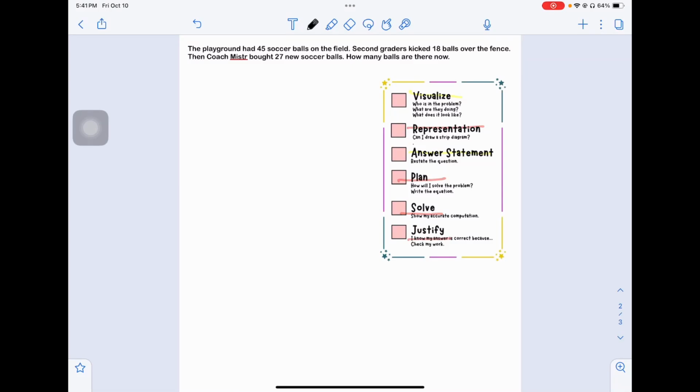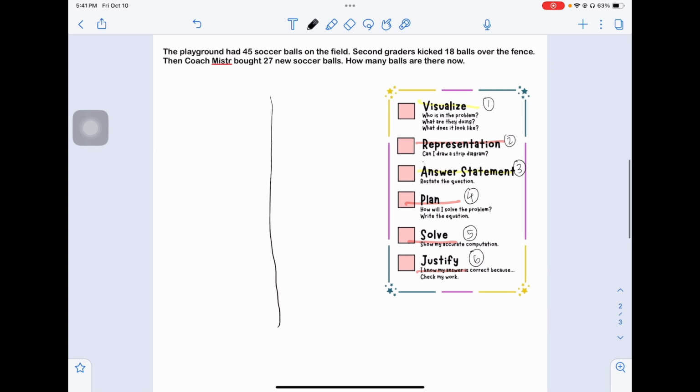Okay, so this is a two-step problem. I'm going to be showing you how to do a two-step addition problem. So the visualization and answer statement pieces are the only ones that you'll do once. Representation, plan, solve, justify are the pieces that you'll do 2 times. So I'm going to start off by reading the problem and highlighting or underlining the things that are important.